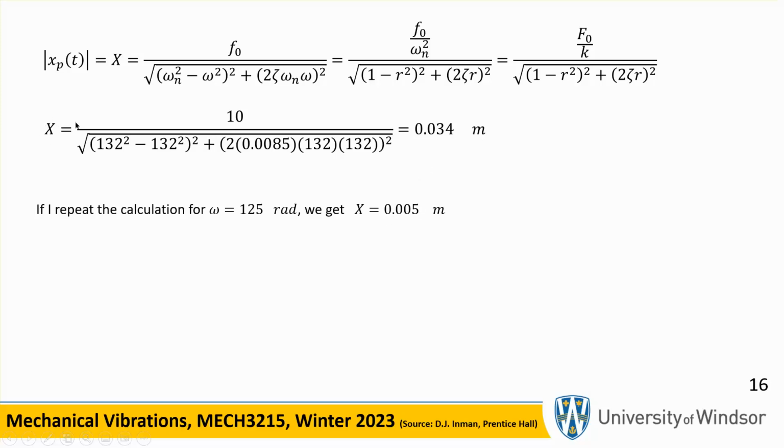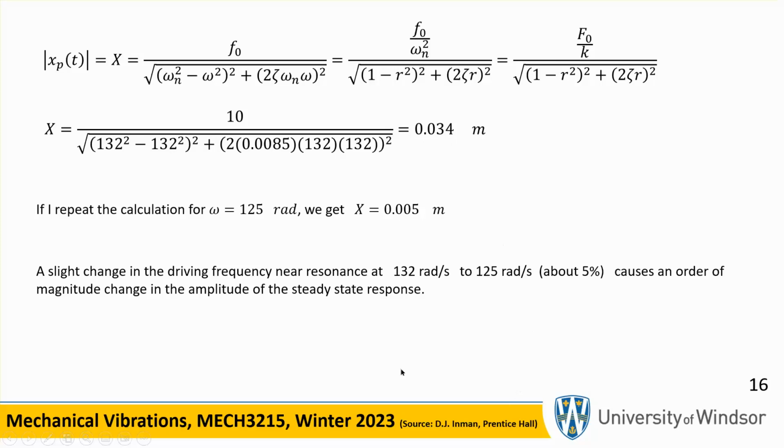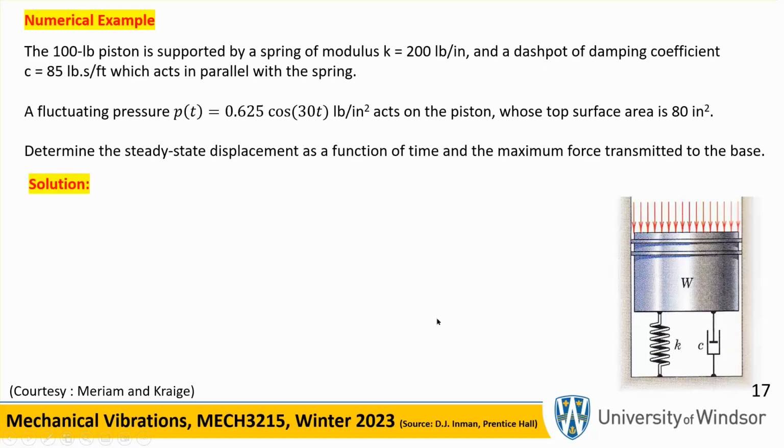So close to resonance, this is not even the peak. This is not even that maximum value. At r equal to 1, the big X is going to be large. It doesn't go to infinity, but it's large compared to around it, which is not at resonance, but 10 times smaller. So a slight change from 132 radians per second of the driving frequency to 125 radians per second, about 5%, will give you 10 times smaller amplitude. Okay, that's one example.